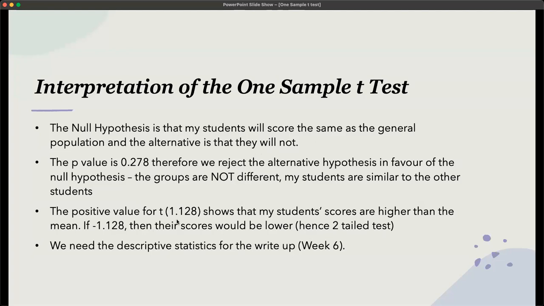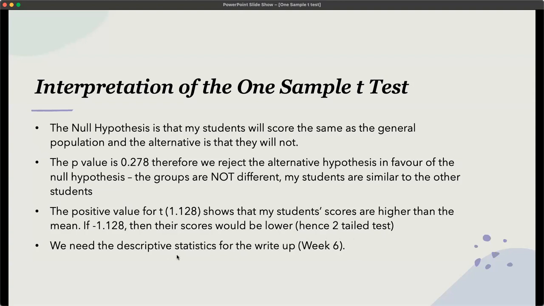And so the positive value for t shows that my students' scores are higher than the mean. If the score was negative 1.128, then my scores would be lower. So this is how we know this is a two-tailed test.